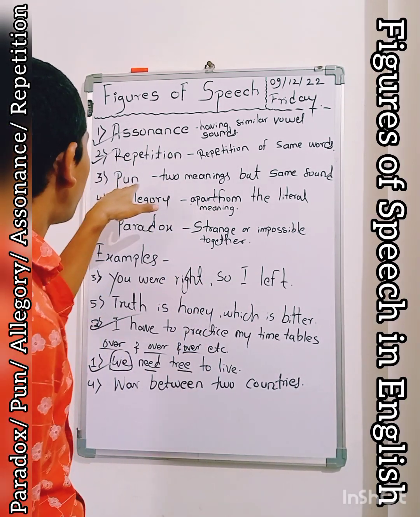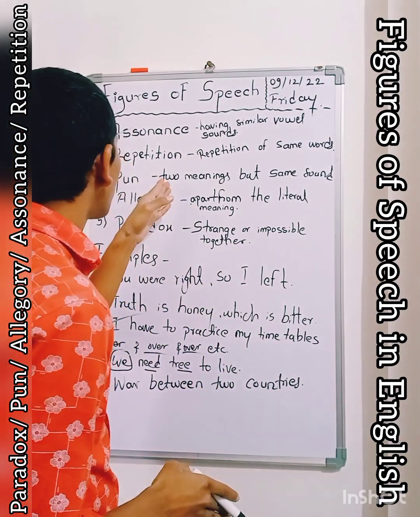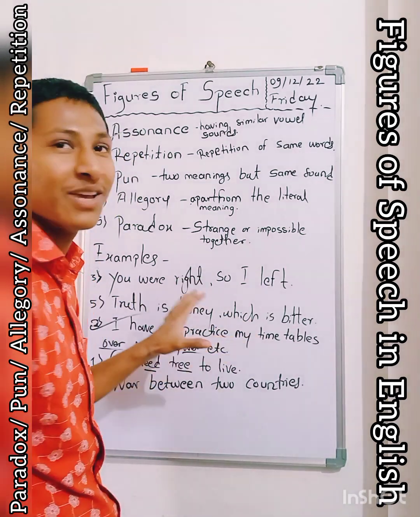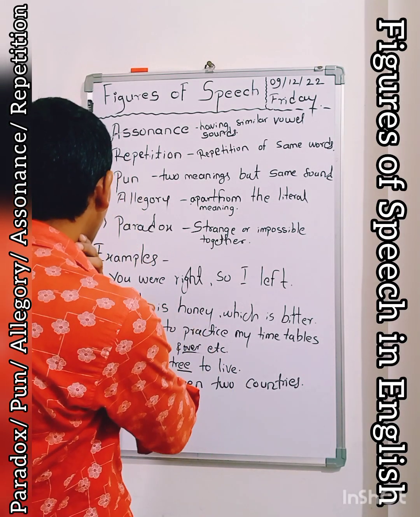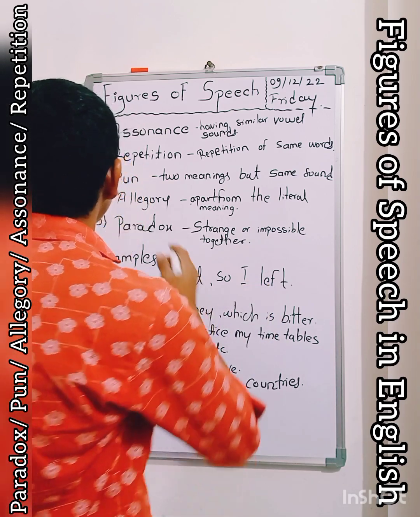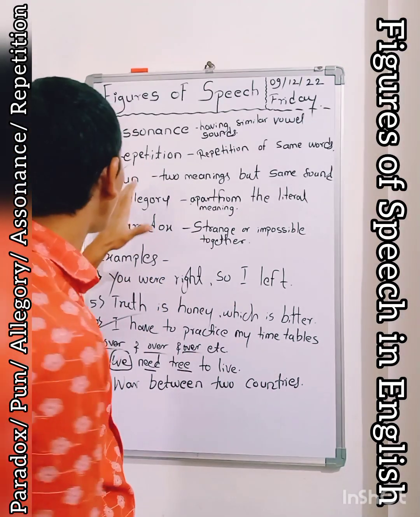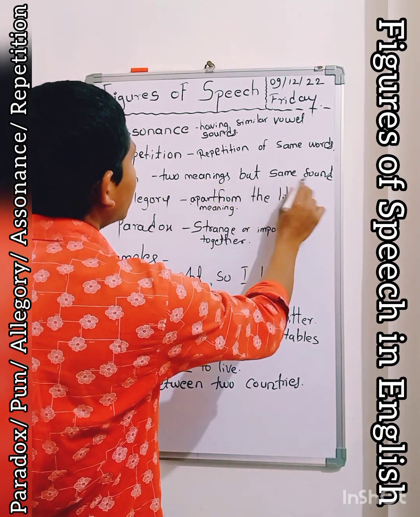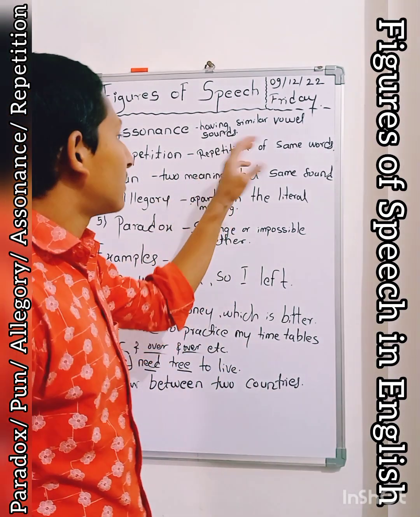The third one is pun. Pun is also a figure of speech, and the example I have mentioned here is: you were right, so I left. You will observe funny words here, like right and left. Now I have to explain the meaning of pun. Pun is nothing but two different meanings with the same sound.